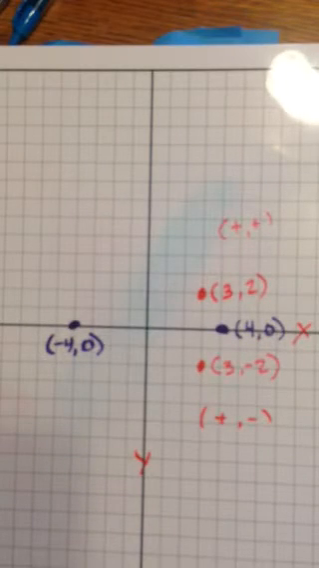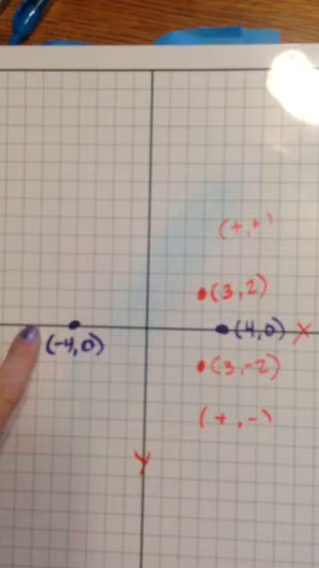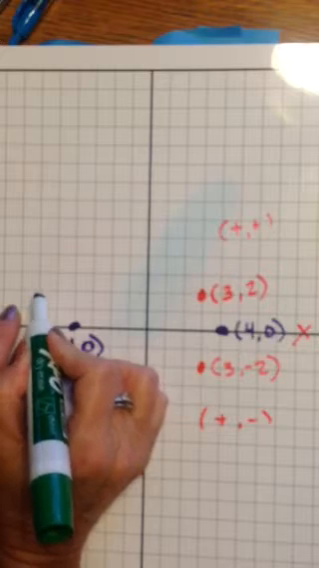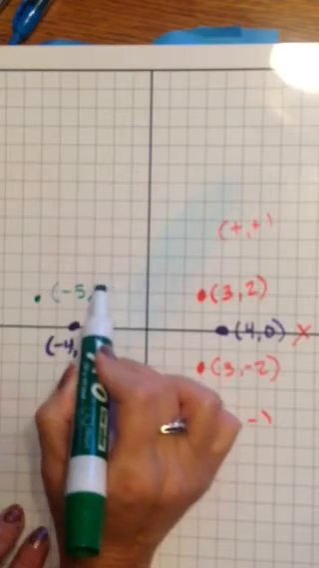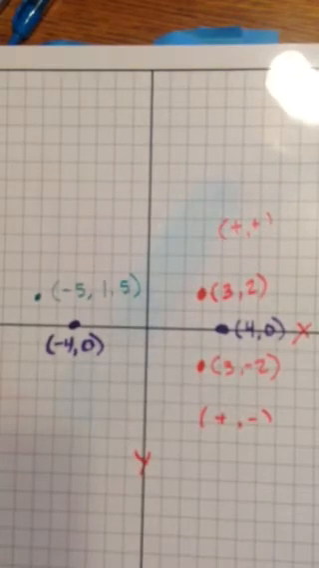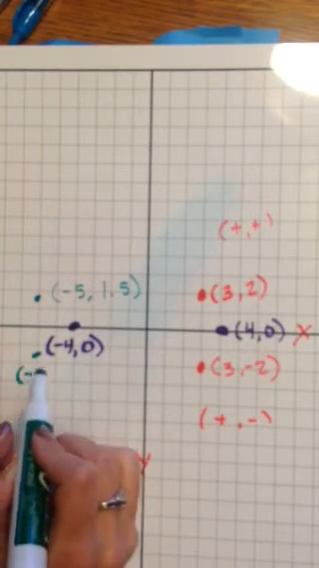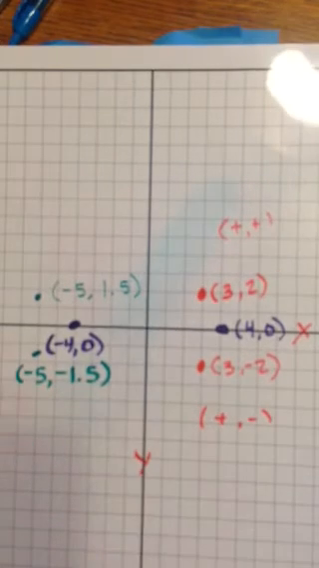All right, the next point that we needed to plot was negative 5, 1.5. So I know that's negative 4, so negative 5. And then it's a positive 1 and 1/2. Okay, so that's negative 5, 1.5. And they are wanting us to reflect over the x, which is this one. So I need to come down 1.5 right here. And my new point would be negative 5, negative 1.5. And that's how that is done.